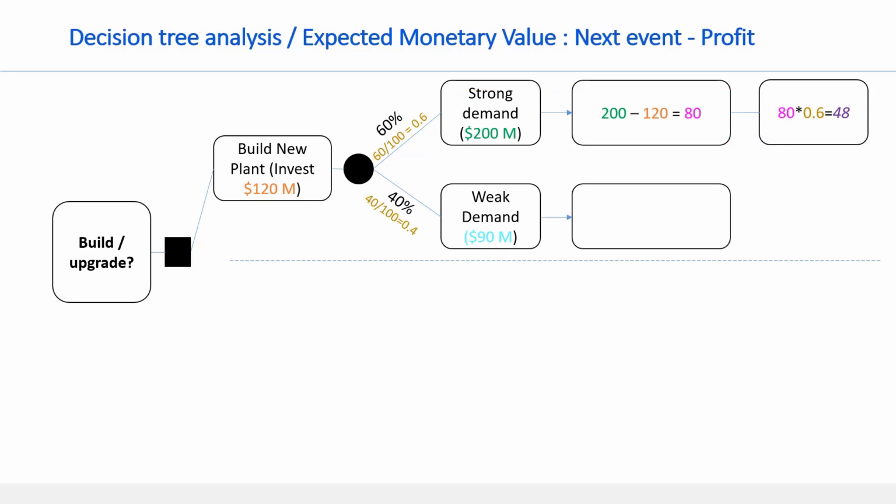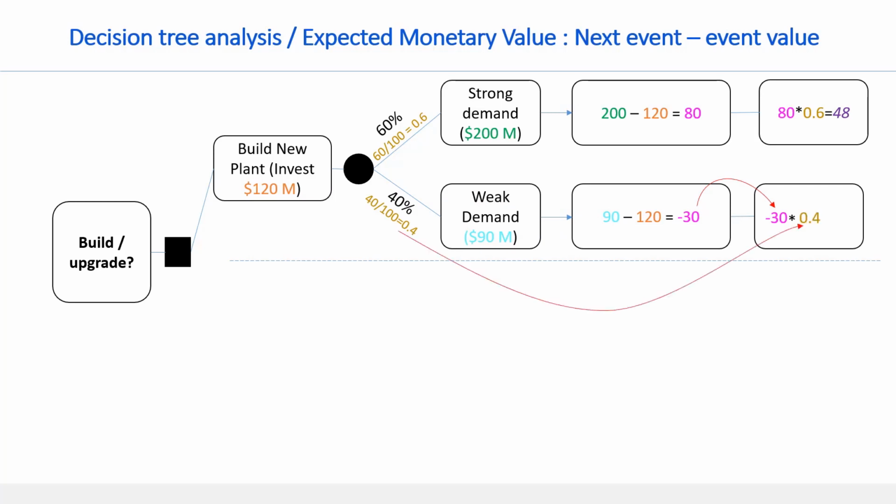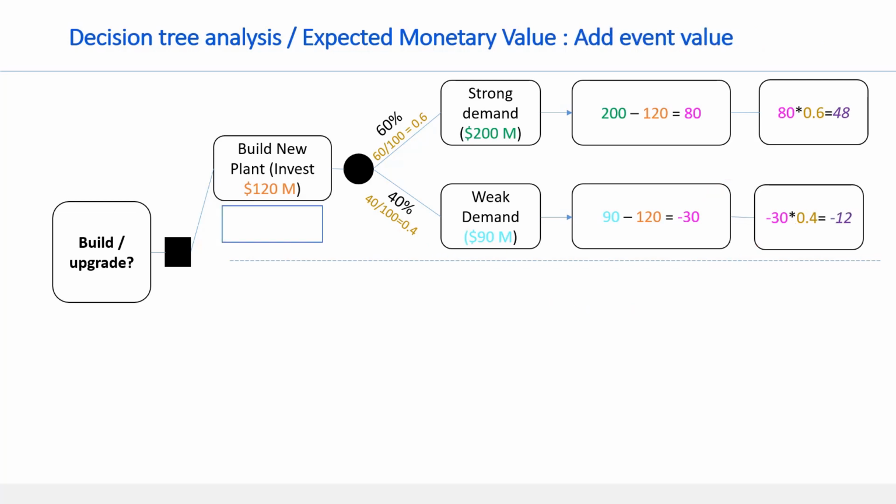Now, let's calculate for the next event. Start with profit. The steps are the same. Take the demand 90, minus the investment 120, which results in minus 30. Take the calculated loss, minus 30, and multiply it with the probability, in this case 40 divided by 100, which is 0.4. The result is minus 12. Let's combine the event values. The first one is 48. The second one is minus 12. The added value is 48 minus 12, which is 36.